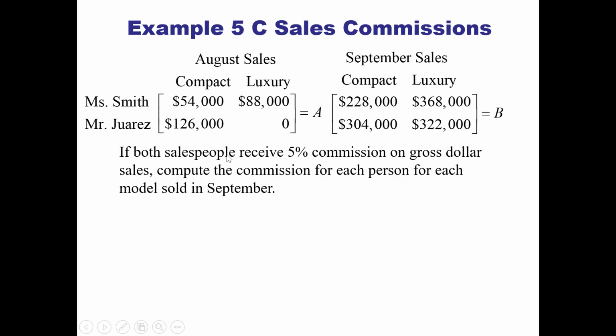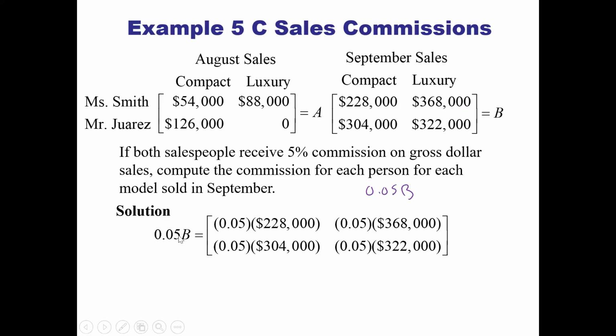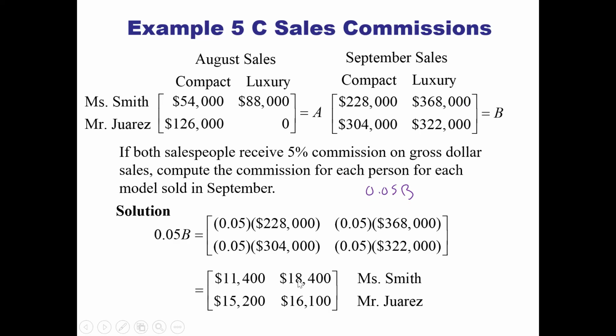Now, if both salespeople receive a 5% commission on gross dollar sales, compute the commission for each person for each model sold in September. All right, and September is this. So what we want to figure out is how much commission they made. In this case, we're going to have 0.05 times B. That's what we're going to do because we're going to find that much on that one. And so that's what we do here. We just take 0.05 times each of the pieces and we get how much they made.